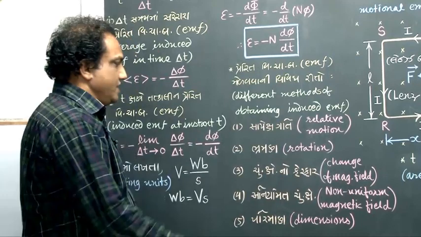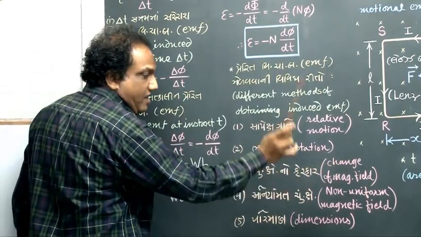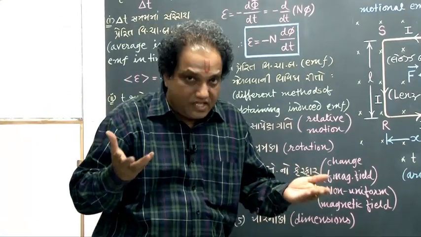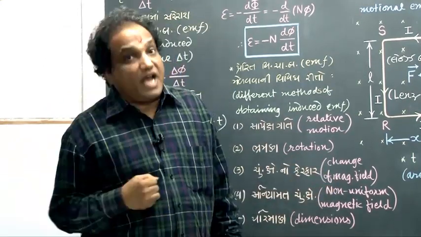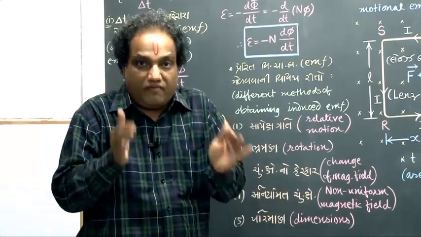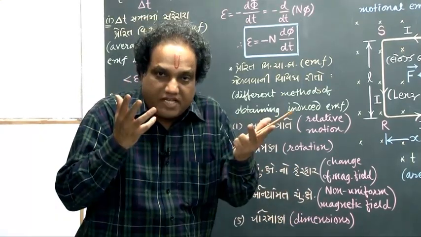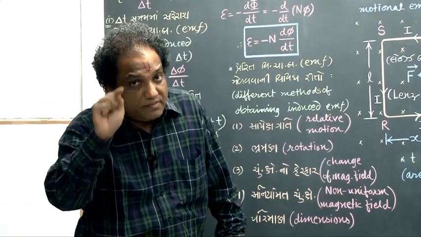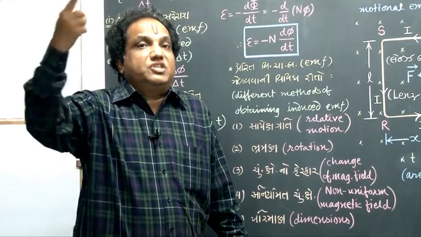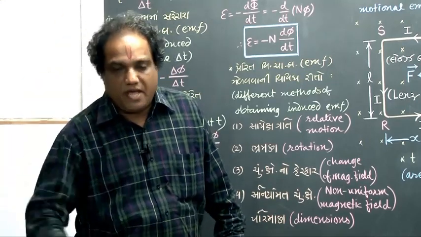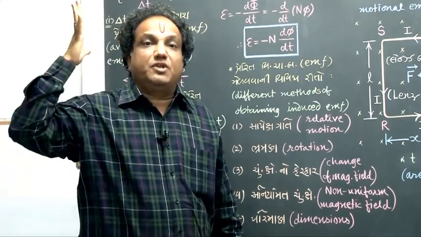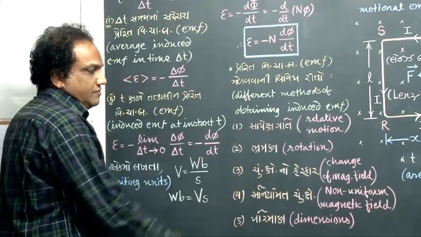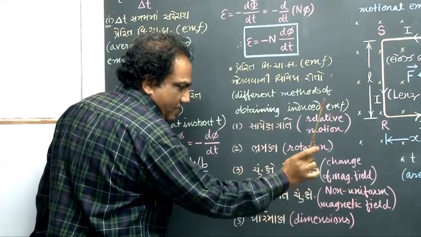Third method is by change of magnetic field. Suppose you have a source of magnetic field that keeps on changing with time, then through a given coil, if magnetic flux is passing, you know its formula, phi equals AB cos theta. But in that, capital B is the magnetic field. If it keeps on changing, naturally magnetic flux will change, and because of that also you will get some induced EMF.